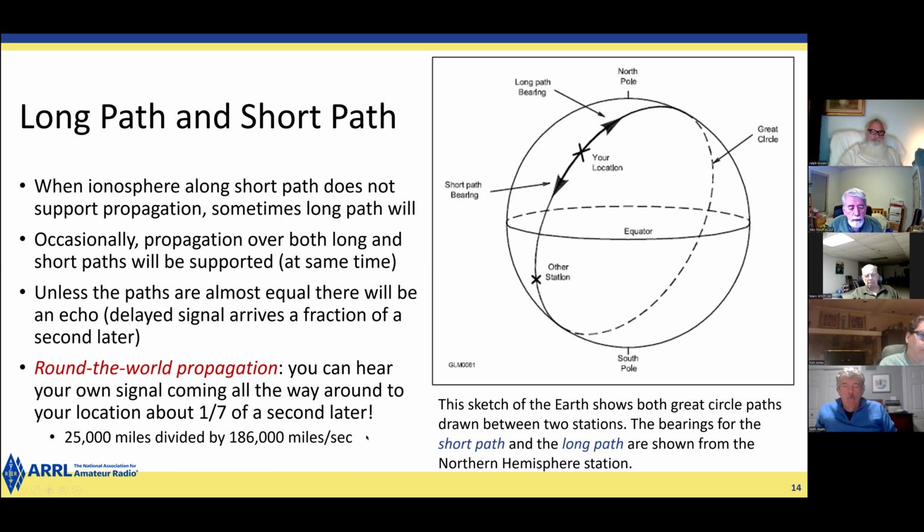you can simplify it a little bit. And remember, the diameter of the Earth is about 25,000 miles. And if you divide that by the speed of light, 186,000 miles per second, that's roughly 1/7 of a second. And it could be slightly longer if you allow for the length of the path going up and down from the Earth's surface into the ionosphere and back.